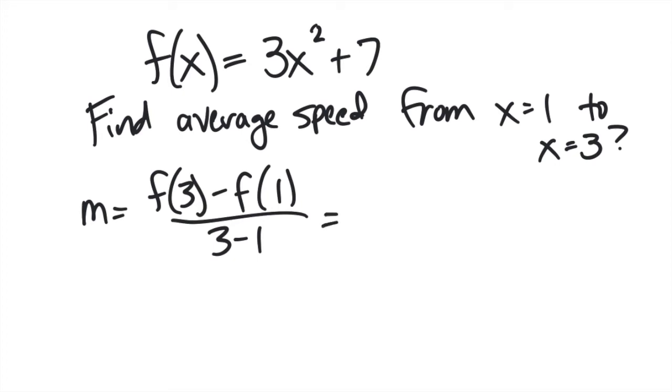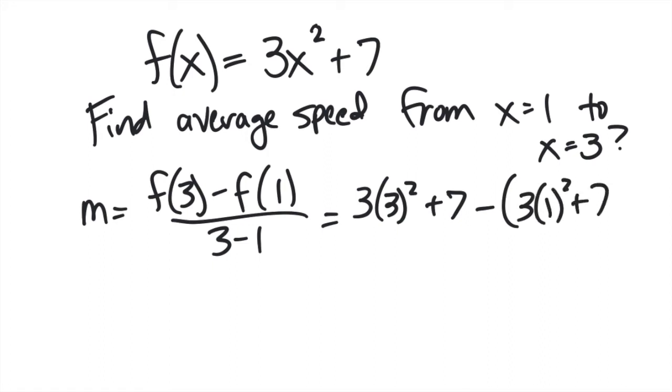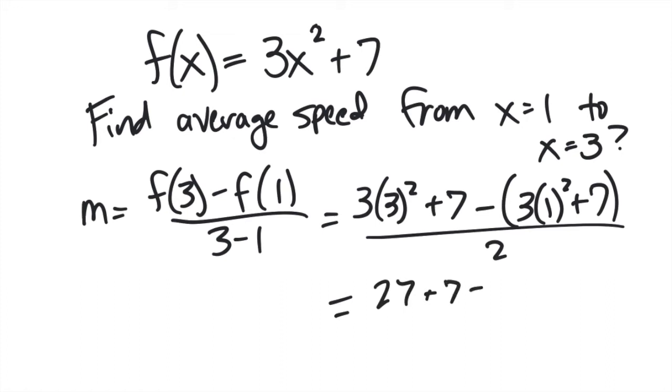You can go ahead and plug the 3 and the 1 into the function you have at the beginning and find your output values. So this is 3 times 3 squared plus 7 minus, and make sure you put parentheses there, 3 times 1 squared plus 7. You can grab your calculator, or do it in your head. This is 27 plus 7 minus, 3 plus 7 is 10, so minus 10, all over 2. 34 minus 10 is 24, over 2, so you should get 12.